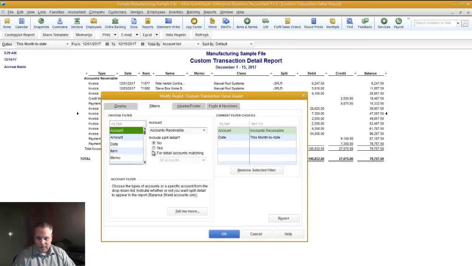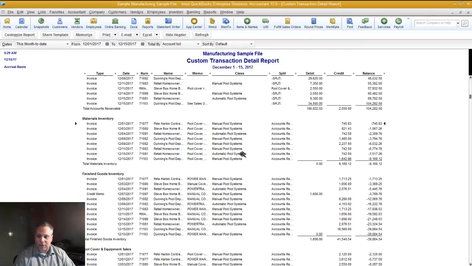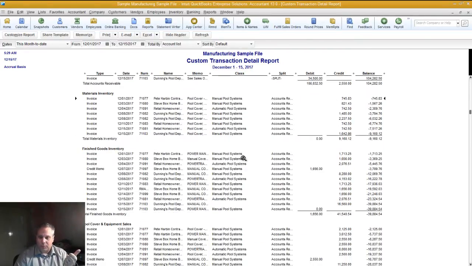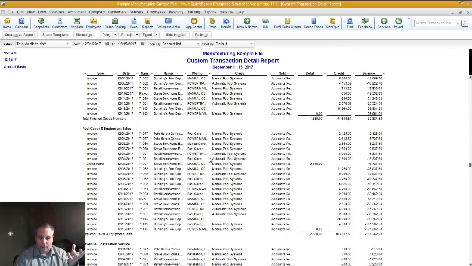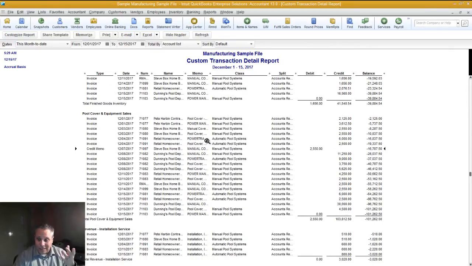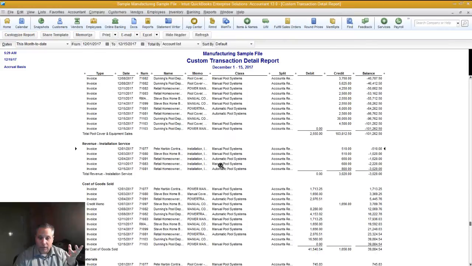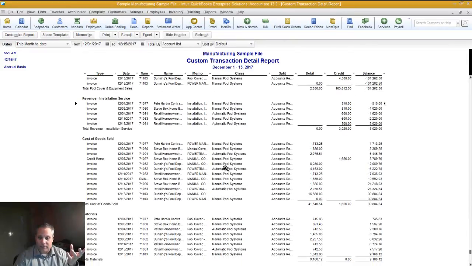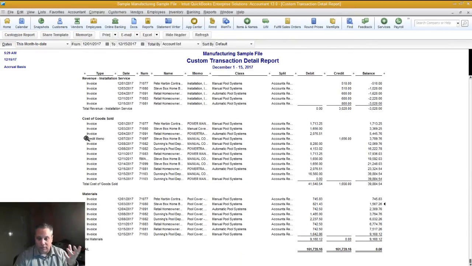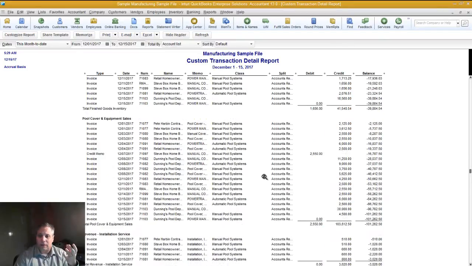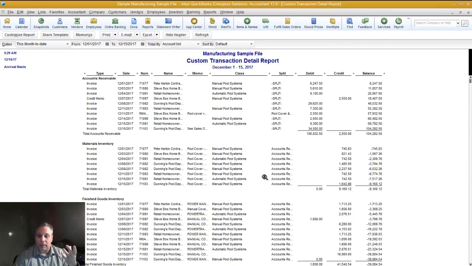But now if I customize again and say yes, I want to include the split detail, look what it does. Now it shows me the materials inventory that's being affected, the finished goods inventory that's being affected, the sales income account that's being affected. Here's another revenue account that's being affected, my cost of goods sold, and my materials, which is another kind of cost of goods sold account. So that's what it means by including the split detail. That's if you're selling honey or something. All kidding aside, this is what split detail means.